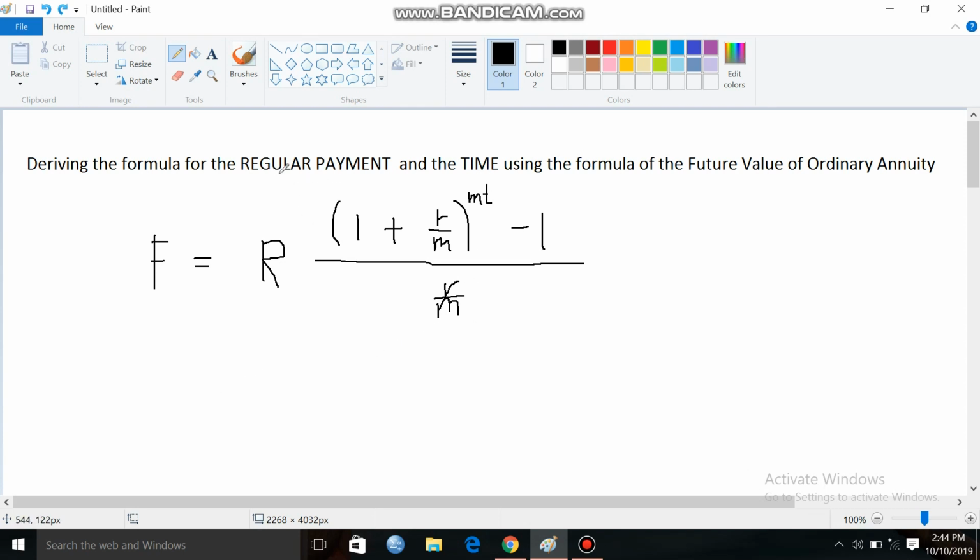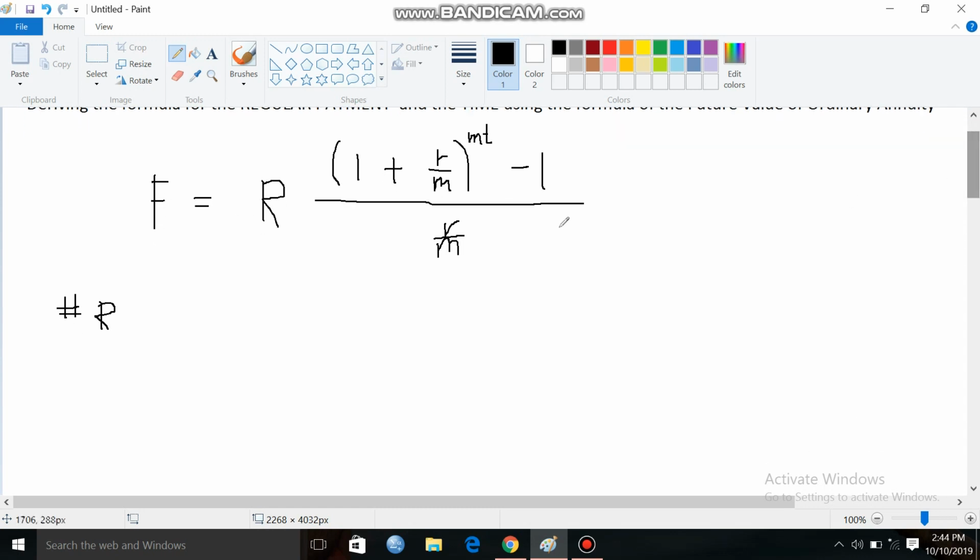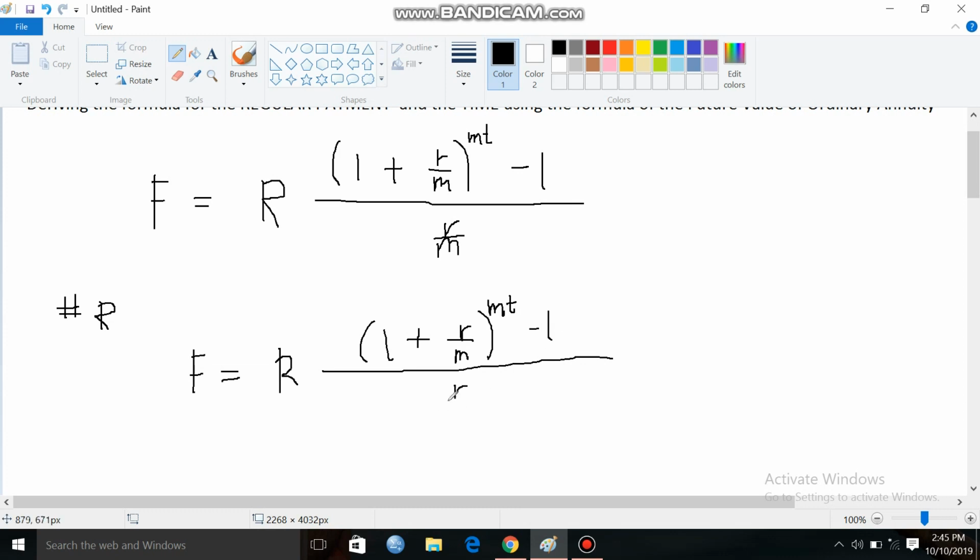Okay, let us first derive the regular payment. Number 1, how to derive for R. Since we are looking for the formula for R, we need to eliminate all of this to get the value of R. So to do this, let us first copy the formula. F equals R times (1 plus r over m)^(mt) minus 1, over r over m.